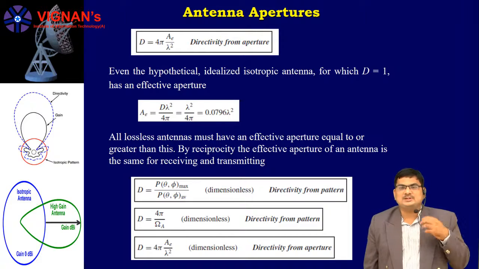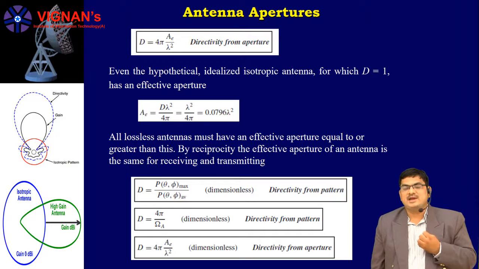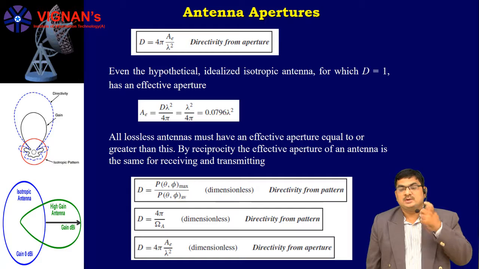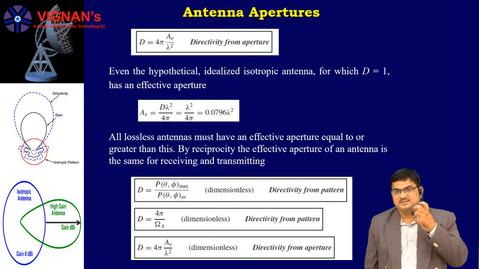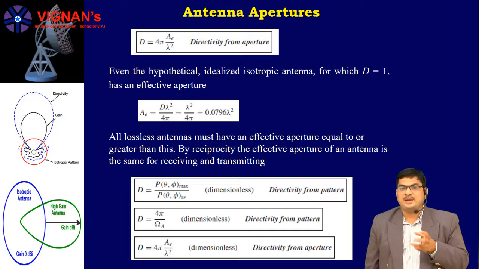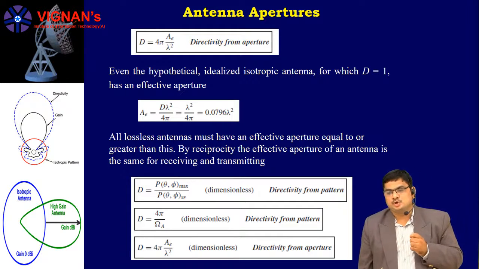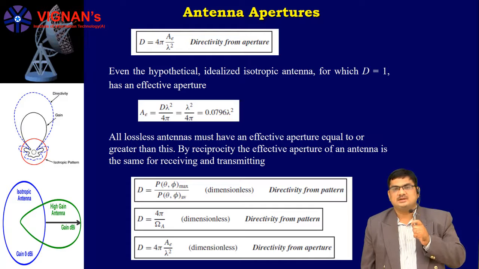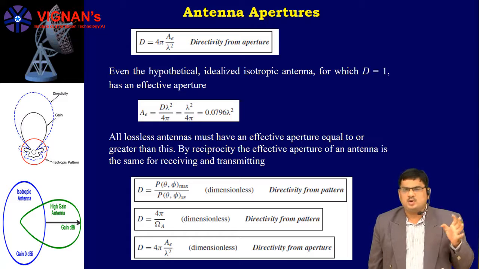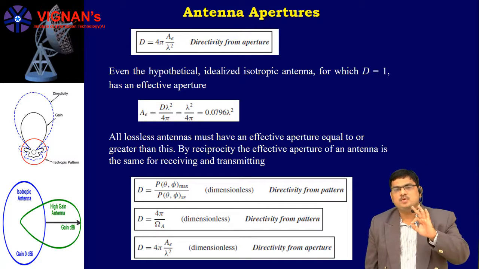For a hypothetical isotropic antenna, your D value is 1. So the effective aperture AE equals lambda square by 4 pi, that is equal to 0.0796 into lambda square. Most lossless antennas maintain this value or greater than this value.